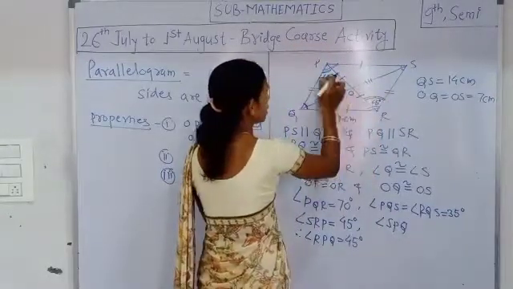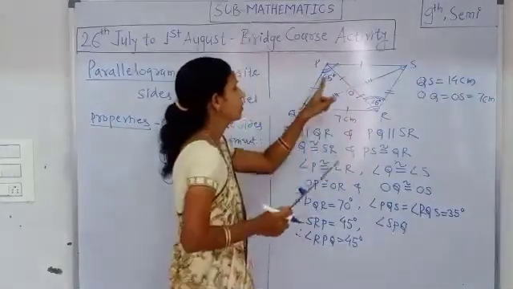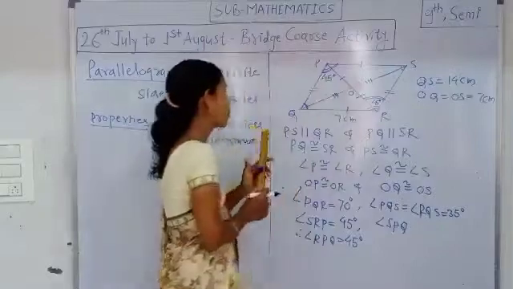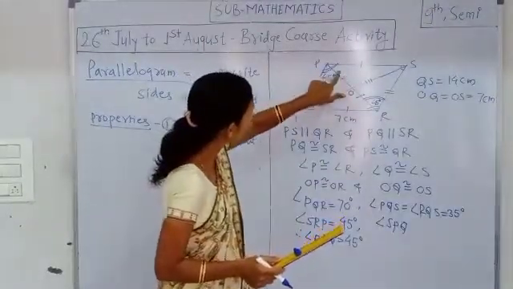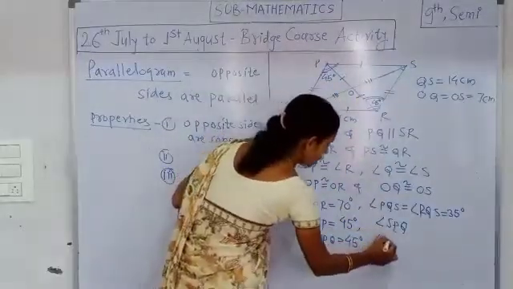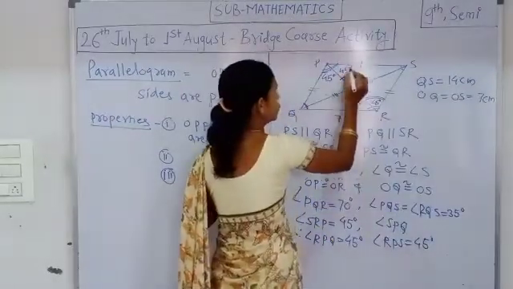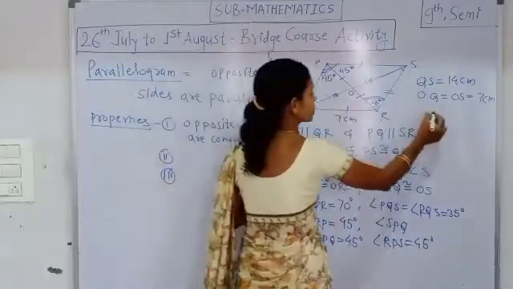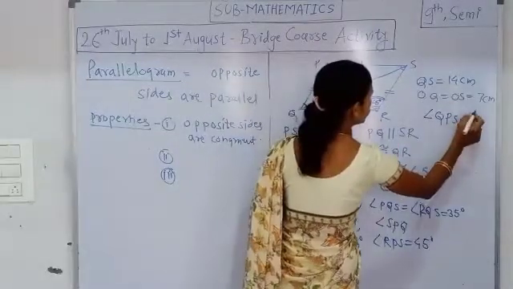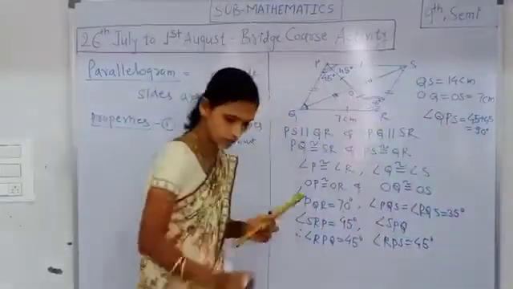Therefore these are alternate angles, and by the alternate angle theorem, alternate angles are congruent. The property of parallelogram used here is that diagonals bisect those angles. Therefore angle RPS is also 45 degree. Therefore angle QPS is 45 plus 45, that is 90 degree.